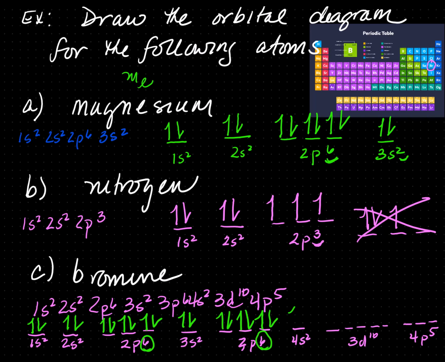Next is 4s. Hund's 1 per orbital, Pauli's upside down. I need 10 in the 3d. Hund's states 1 per orbital: 1, 2, 3, 4, 5. They all go in the same direction. Pauli says I need to pair them upside down, and I need 10 of them total. So they're completely filled. The last energy level is 4p5. Hund's rule, 1, 2, 3. I come back and pair 1, 2. So I'm done. We have one orbital that has only 1 electron.